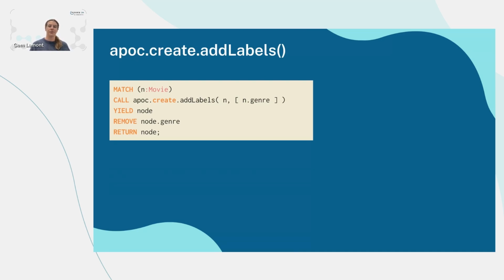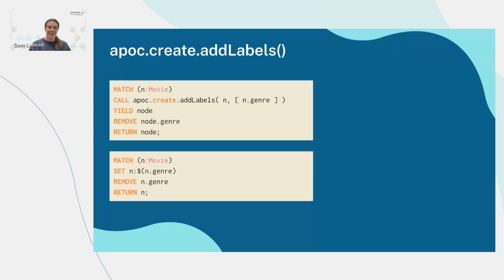into just pure Cypher. So a popular procedure we have is apoc.create.addLabels. This example is matching all the movie nodes, and then we're simply going to take the genre property key and set that as a label on the node, and then remove that property key from the node. And now, in a nicer, cleaner, easier to read way with dynamic labels, we can actually just set that inline.